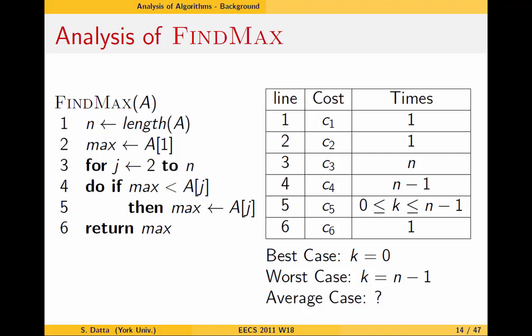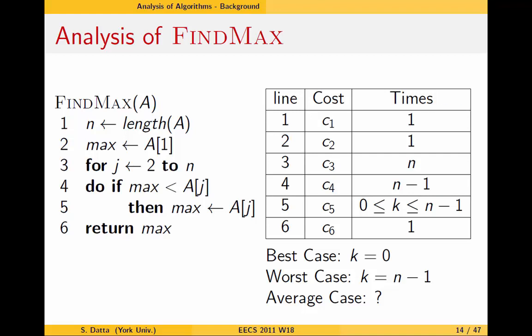What about line 5? The problem is it's dependent on an if, and without knowing the actual input, I can't tell you how many times it's executed. So I can talk about the best case and the worst case. In the best case, the case that will result in the fastest running time, it's never taken.